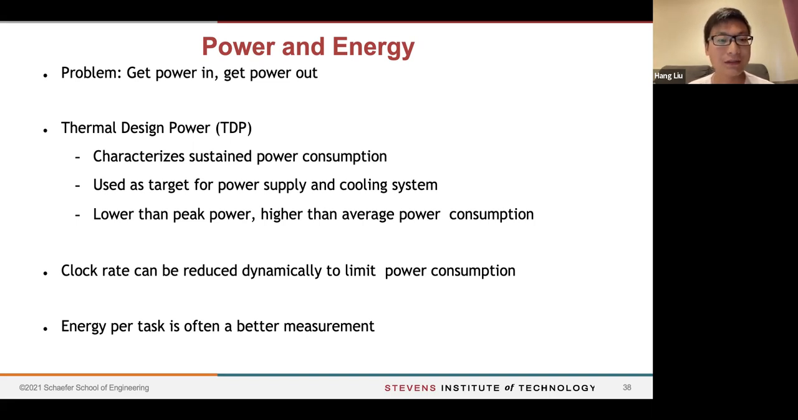Thermal design power is characterized as sustained power consumption, used as the target for power supply and cooling system. It is lower than peak power and higher than average power. Clock rate can be reduced dynamically to limit power consumption. Energy per task is often a better measurement.